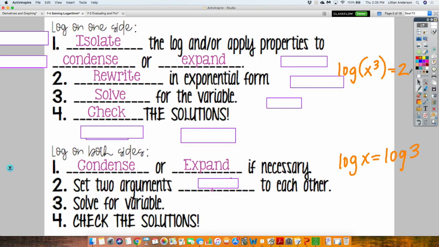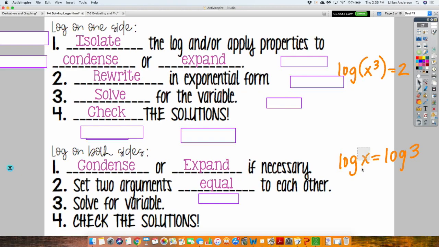That is an option that you could do. But if there's a number on the other side, then you don't want to do that. You want to condense instead. But once you've gotten a log on one side, one log on the other side, then you want to set the two arguments equal to each other.